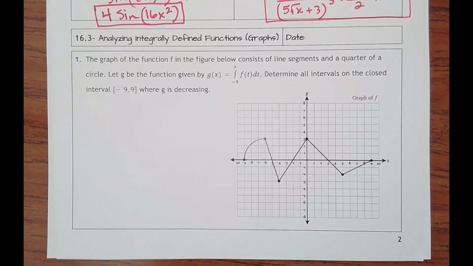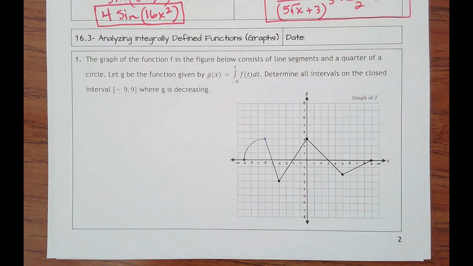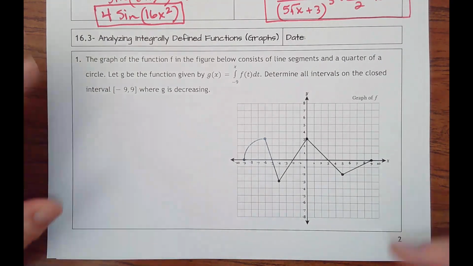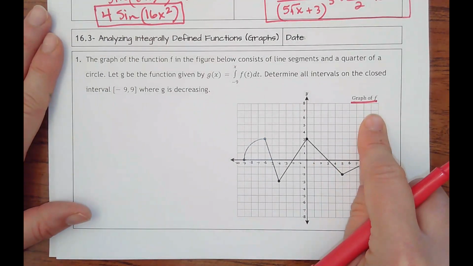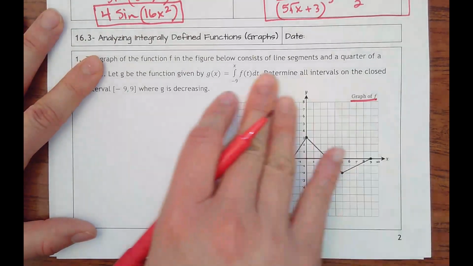So as number 1 says, the graph of the function f in the figure below consists of line segments and a quarter of a circle. Let g be the function given by g of x equals the antiderivative from -9 to some x value of f of t dt. Determine all intervals on the closed interval from -9 to 9 where g is decreasing. So you're thinking, hey, this is the graph of f. This is actually the derivative graph of g.